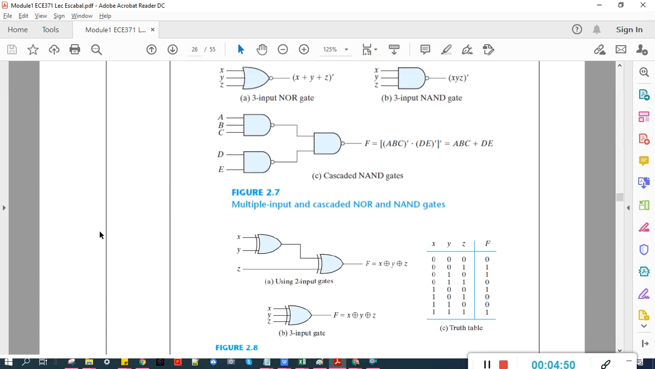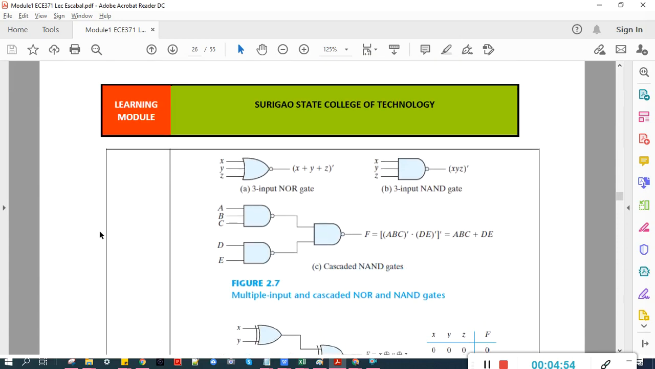We also have here other examples of logic gates for multiple input gates. For letter A, we have a 3-input NOR gate. So how are we going to implement that? Just the usual OR operation for the inputs x plus y plus z, and then we complement the result. So (x plus y plus z) prime. For the 3-input NAND gate, it's the same as the AND gate with a complement. So the quantity (xyz) prime.